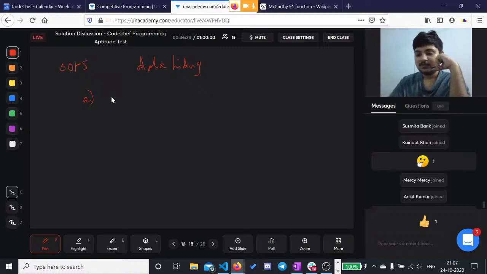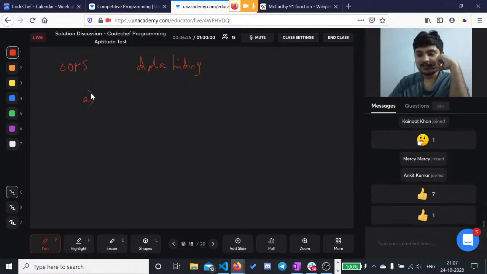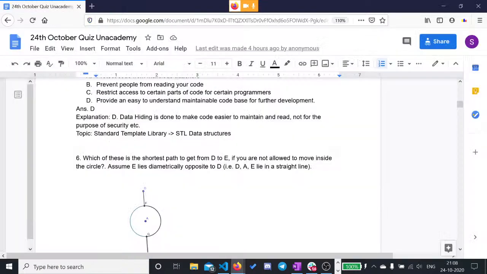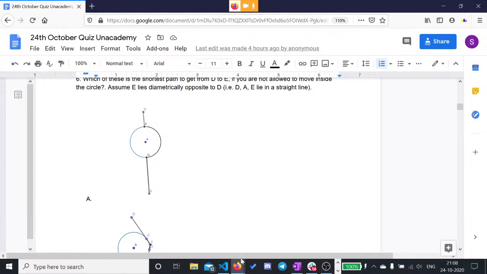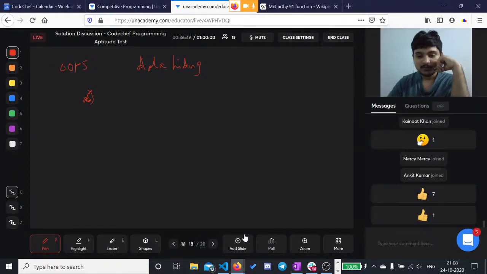Okay. So just in one line, the purpose of having data hiding is to abstract data and to put it all in one place so that it's easy for people to read and understand. So that was this question. Okay, so coming back to the next question.